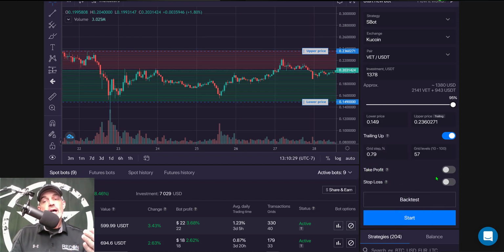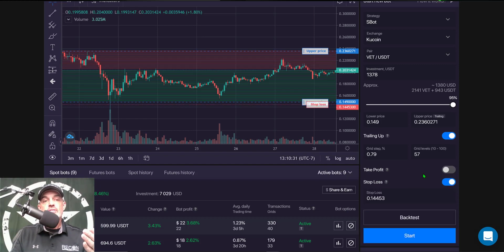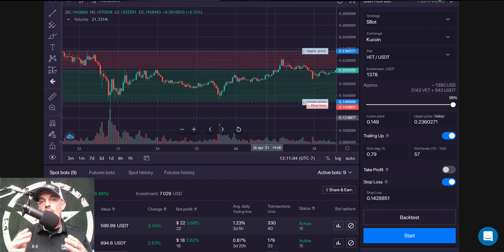Now, stop loss, I definitely enable the stop loss, and I typically go just below the lower price level because, again, that was prior support, and if that breaks, I want to avoid a big sell-off. So I'm willing to take the stop loss, regroup, and perhaps redeploy. And in reality, not using a stop loss when trading cryptocurrencies is like going into battle without armor. Eventually, you're going to get killed.